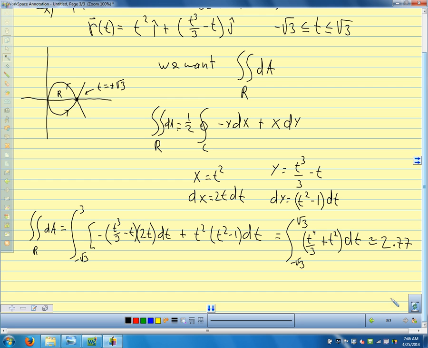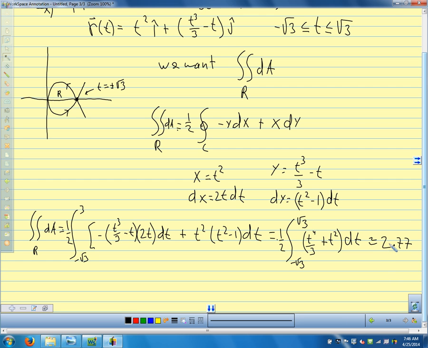So this turns a very difficult double integral into a very easy line integral. What about the 1/2? Oh, did I forget my 1/2? Yeah, my 1/2 is up right there, and there should be a 1/2 out there. I just forgot to write the 1/2 there. And if we evaluate this, we end up with 2.77.